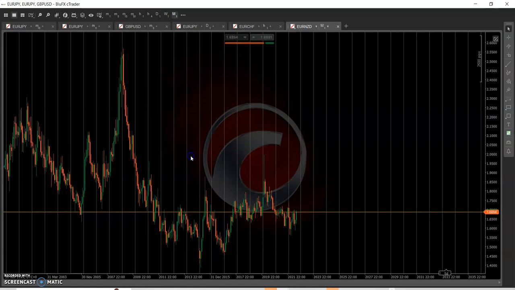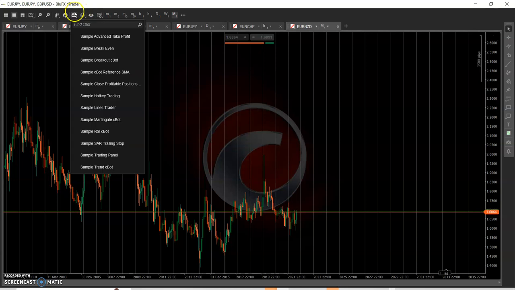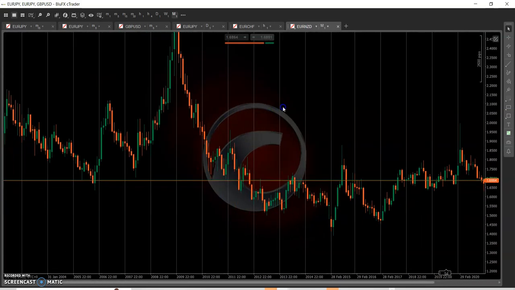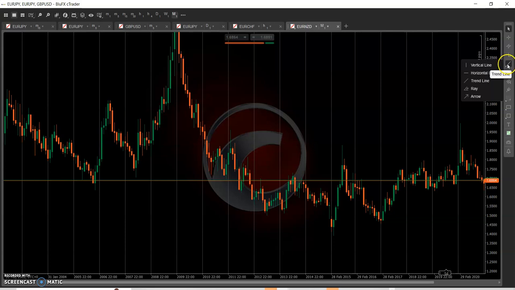So here we are. This is Euro NZE. Okay, so let's start from the monthly chart. Right here we look at the trend. This is the monthly chart. We just want to see where the trend is going.